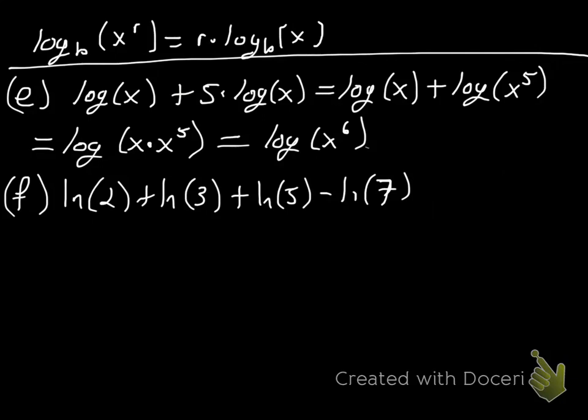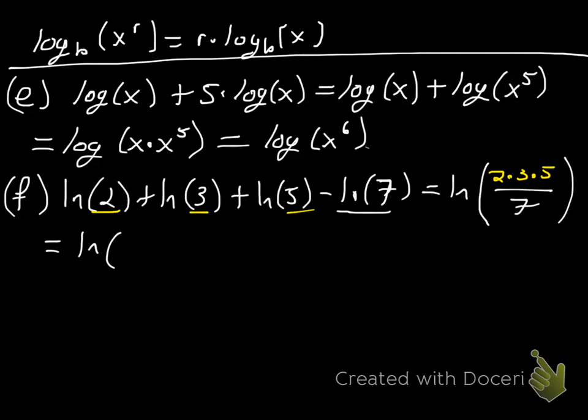Anything that has an addition here is going to be a product, and then the subtraction here, the ln of 7, that's going to go in the denominator. So anything that's positive we'll put in the numerator, anything that's negative we'll put in the denominator. So it's going to be ln of 2 times 3 times 5 as a product divided by 7. We'll go ahead and multiply the numerator, get 30. I think in class on Friday I may have said it was 60 because I was having a moment there, but it should be 30.